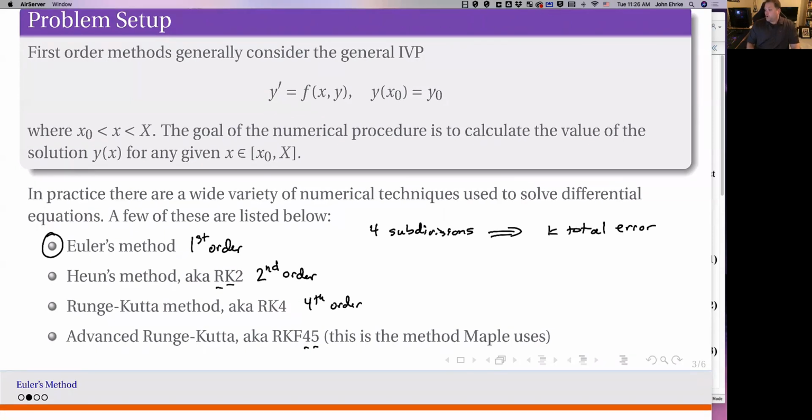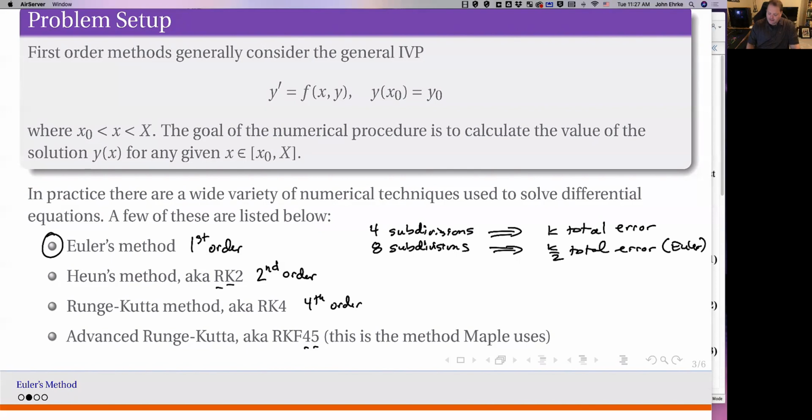So what Euler's method, being a first order method, means is that it's one-to-one with subdivisions and error. So what I mean by that is if we were to double the number of subdivisions, it would halve the error. Okay, so Euler would be k/2 total error. That's if you did Euler, because you doubled the number of subdivisions, so that should halve the error. Okay, that's what a first order method would do.